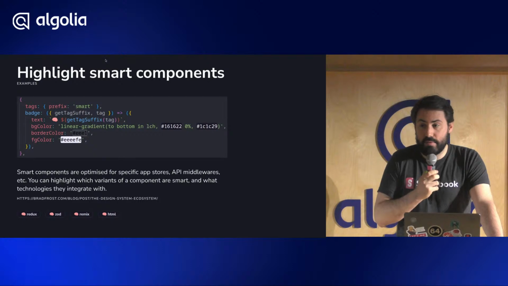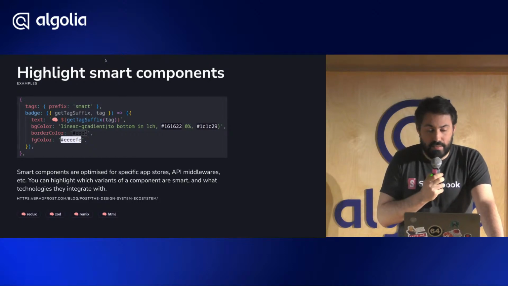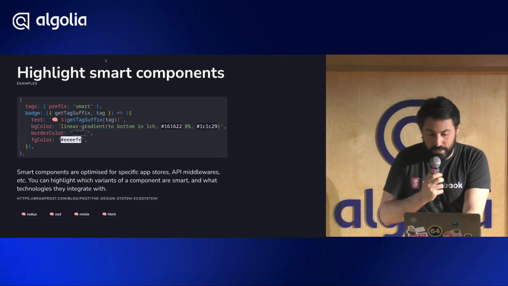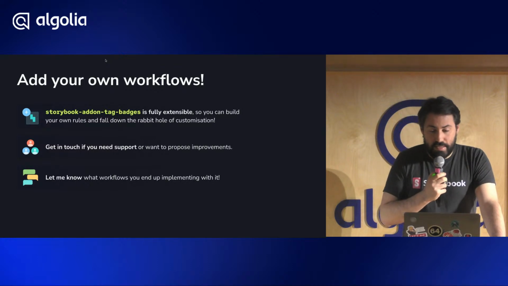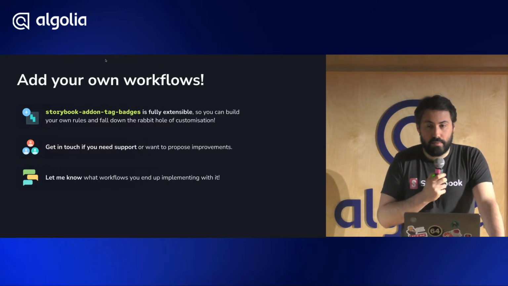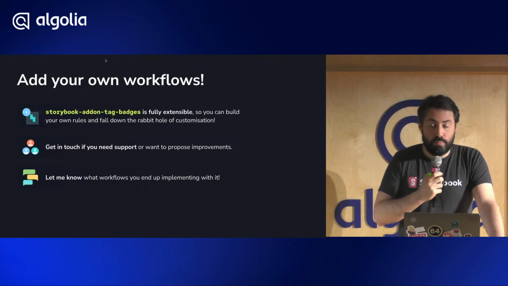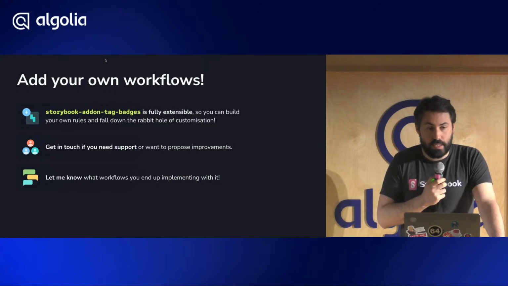And then when you have teams that use different technologies in your organization, that can help them get to work faster and identify what they have that is already built in for their specific application context. And of course, you can have your own workflows. So this is fully extensible. You can build your own rules. You can go as far as you want in terms of defining your own tags, your own metadata. And Storybook is going to continue to improve the UI and tooling that we provide around tags.